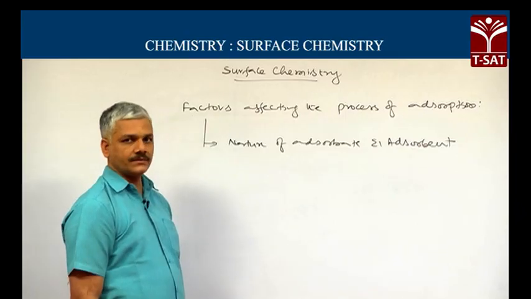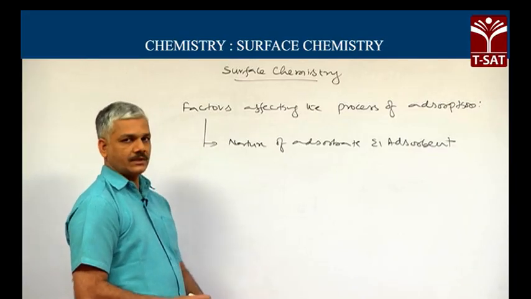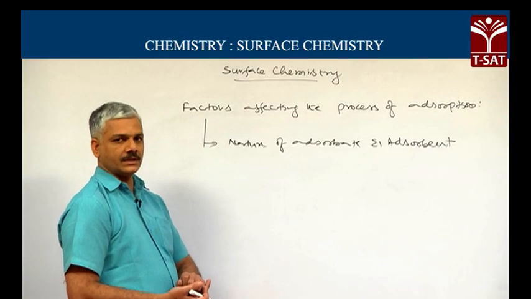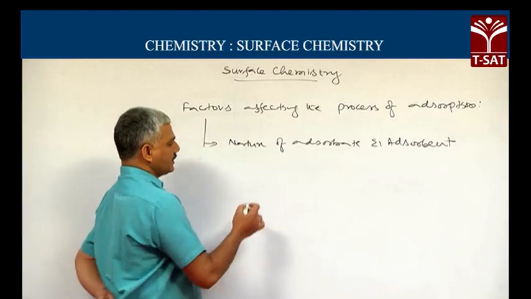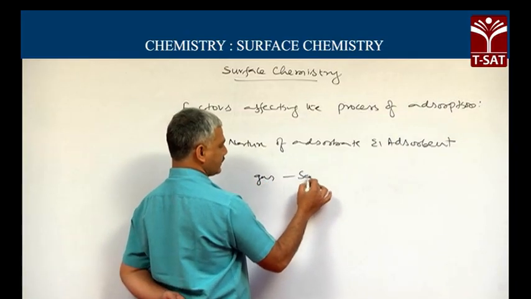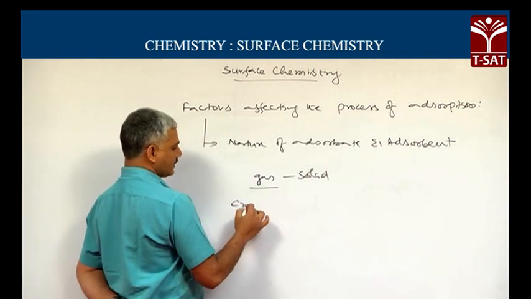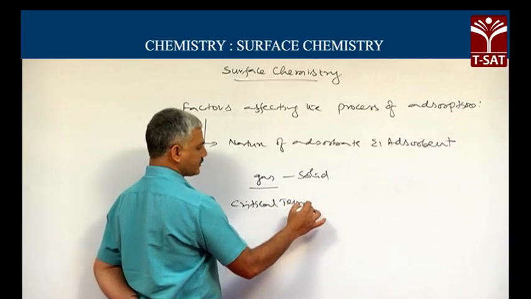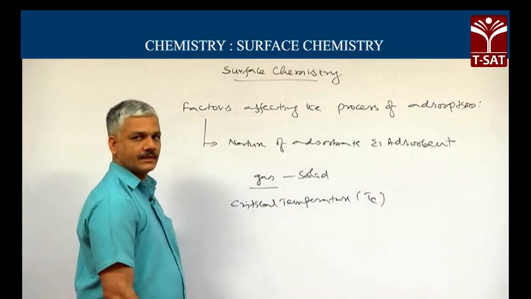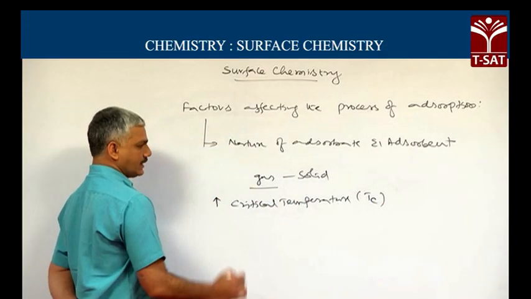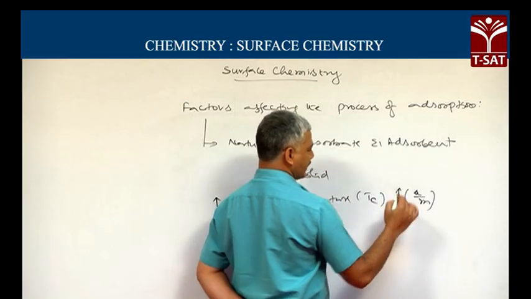First one, nature of adsorbate and adsorbent. In general, easily liquefiable gases are more adsorbed on the surface of a solid compared to others. The adsorption of a gas on the surface of a solid can be identified by means of a factor called critical temperature, denoted with the symbol Tc. With an increase in the critical temperature value of a gas, the extent of adsorption always increases.